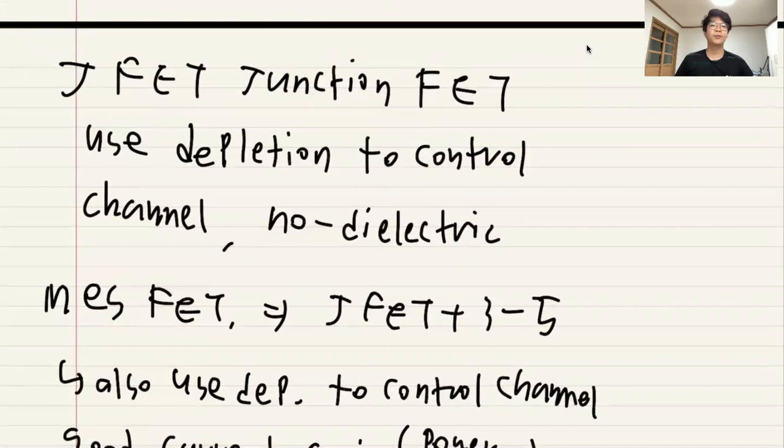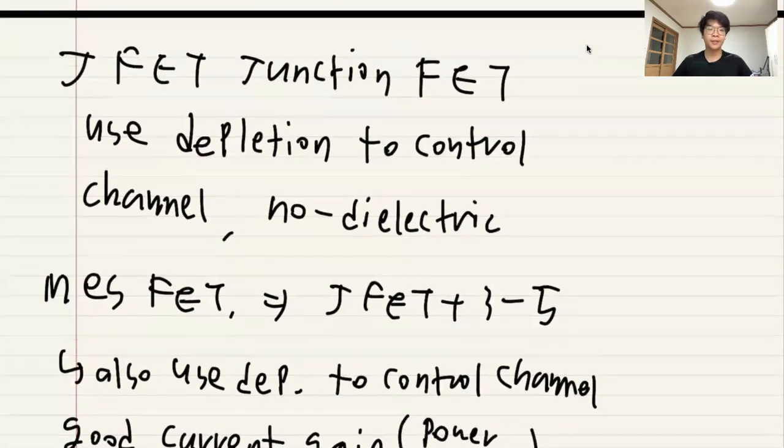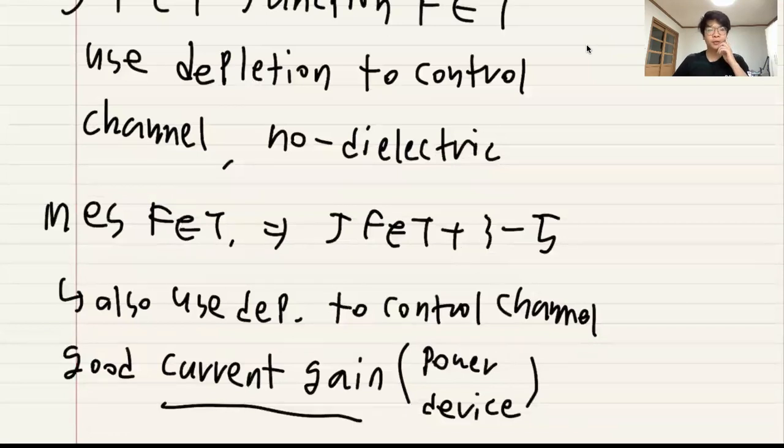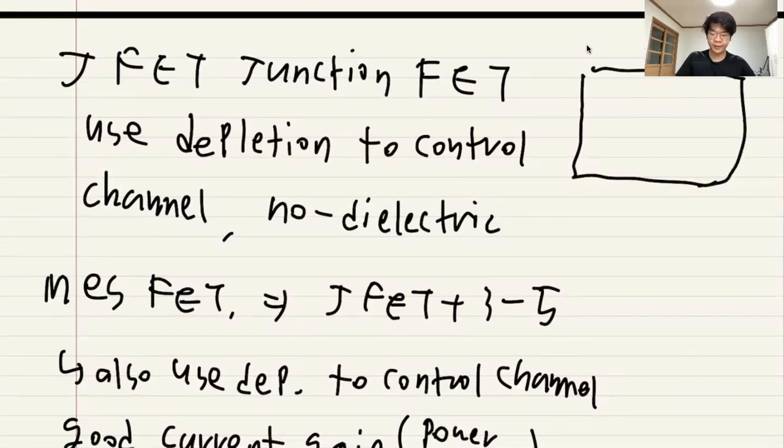And there is another type of FET, field effect transistor, JFET, junction field effect transistor. JFET uses depletion to control the channel. Like 3-5 material, it has no dielectric. And there is the MESFET. MESFET is a combination of JFET and 3-5 material. It can drive very large current compared to planar MOSFET or GAA 3-5. So MESFETs are used for power devices. JFET uses a depletion, which means there's no dielectric, and source, drain, gate.